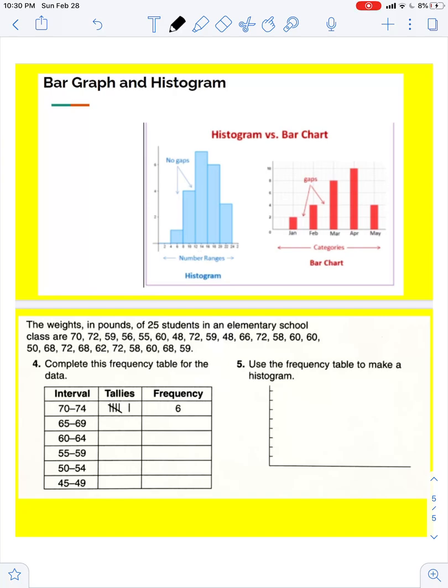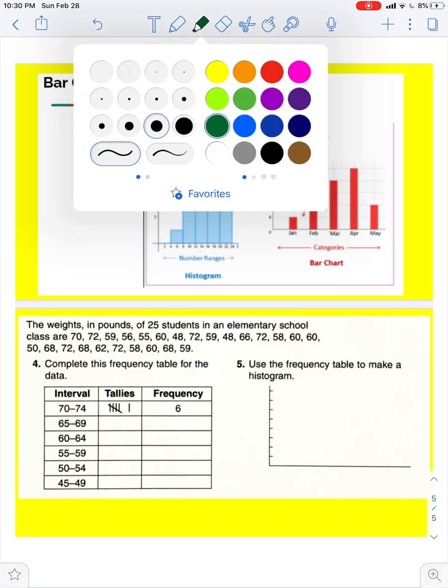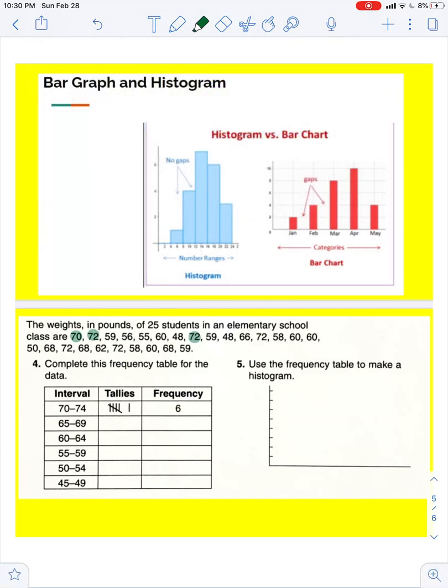So what we're going to do now is make a histogram. So I think we all know how to make a bar graph. And so I'm just going to show you how making a histogram is a little different. So the first thing is we're going to start by going with our intervals here. So we have 70 through 74. So let me make this like one size bigger, I think. So here, 70 through 74, 1, 2, 3, 4, 5, 6. So that means that group happened 6 times.